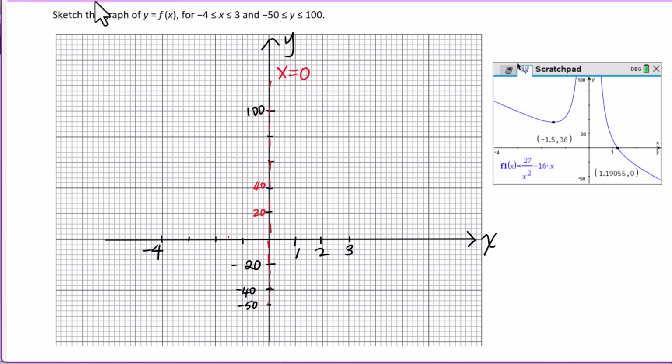Each small box, 20 divided by 5 equals 4. 36 will be here. -1.5, 36. 1.19. For this very small box, 1 divided by 5 equals 0.2. 1.19, just estimate here. Let's label. Then the graph will be like this.